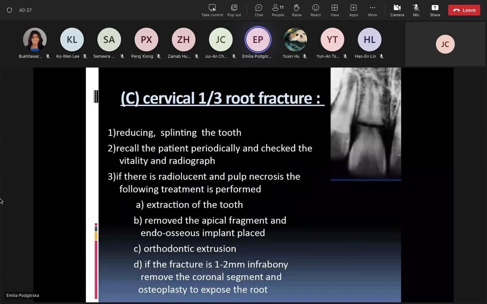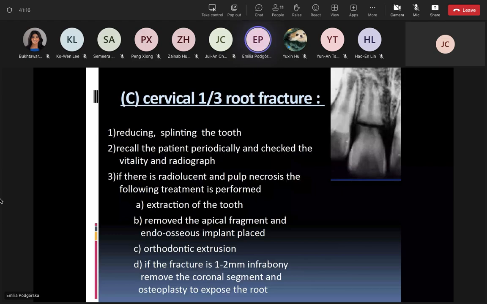Coronal one third root fracture: reduction, splinting the tooth, review the patient periodically, and check the vitality and fracture. If there is resorption and fragile closure, the following treatment is performed: extraction of the tooth, remove the apical fragment, and place an osseous implant. Orthodontic extrusion, if the fracture is one to two millimeters in bone, is used on the coronal segment instead of extracting the tooth.